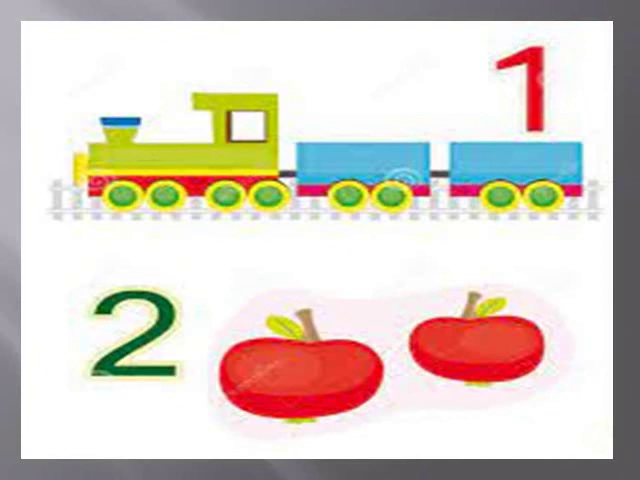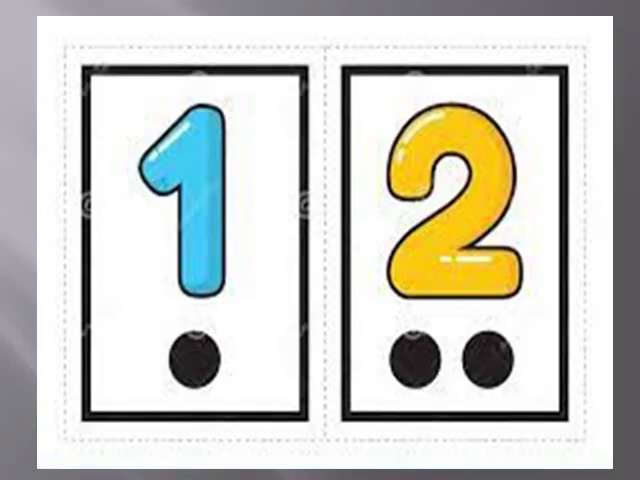Okay, students, say with me. Number 1 and number 2. 1 train and 2 apples. Number 1 and number 2. 1 dot and 2 dots. There is 1 dot and there is number 2 and 2 dots.